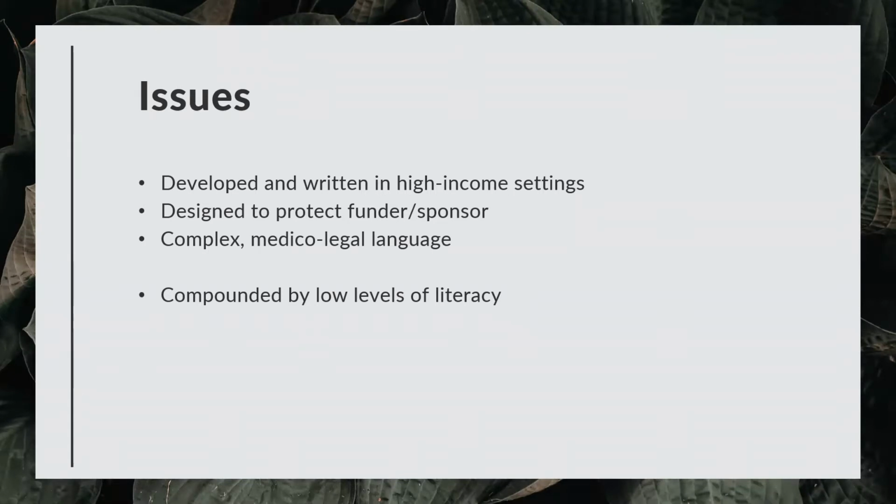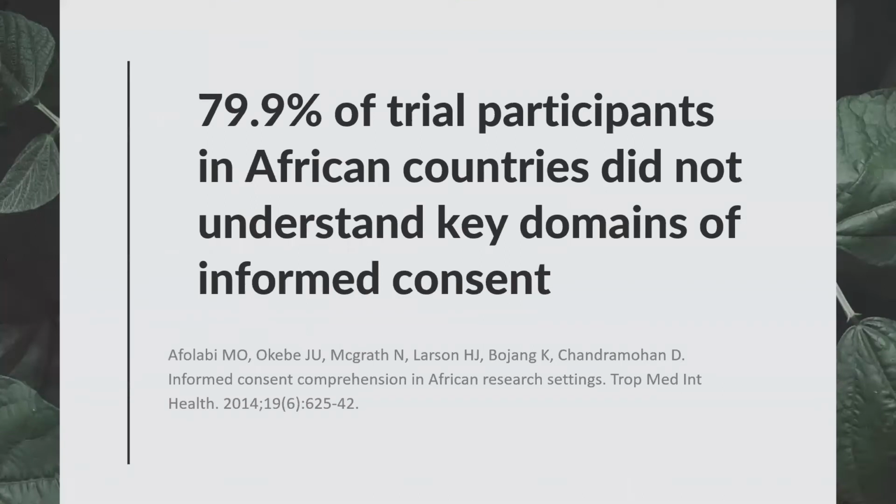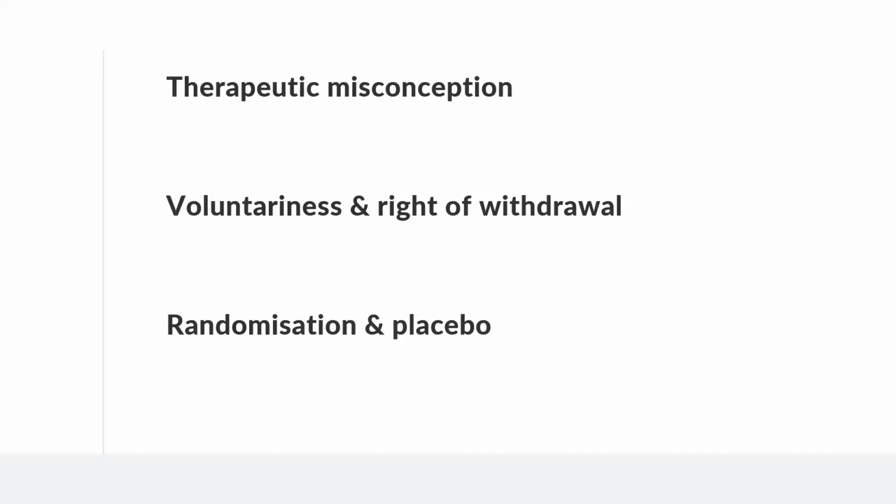And this is compounded by low levels of literacy that are often found in many of the settings where global health research takes place. And the result of this, as identified by this paper in 2014, is that a huge number of research participants, particularly in sub-Saharan Africa, hadn't been provided with appropriate information to enable them to understand the key domains of informed consent. Some of the specific issues encountered were things like therapeutic misconceptions, so believing that by taking part in a trial you would receive a direct benefit yourself, and the fact that taking part is voluntary, and also some key research terms such as randomization and placebo.